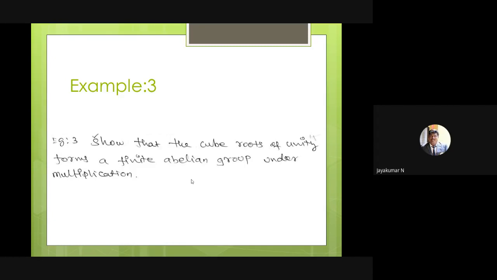This question is not important, but the solution is important. The structure of the solution is important. The same structure we are going to use in the important questions in unit 1. Show that the cube roots of unity form a finite abelian group under multiplication.